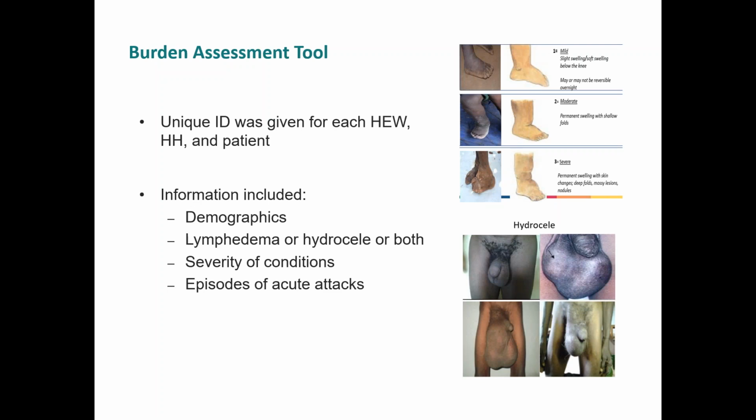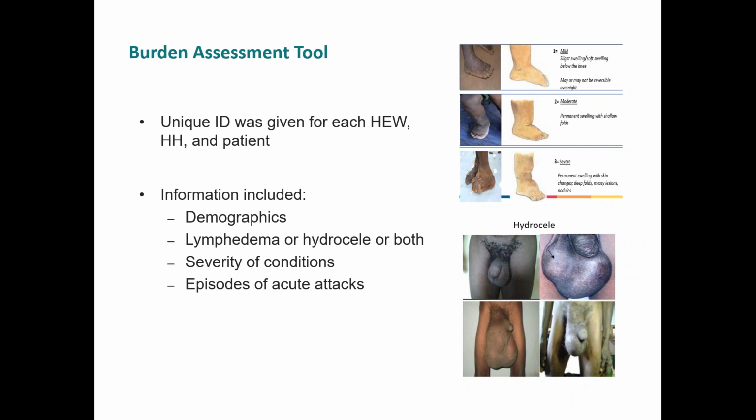So this is a burden assessment tool that we used in both regions. On the right side, there is a picture of a job aid, which is used by the health extension workers. The first picture shows the stages of lymphedema, so that the health extension workers can easily identify the stage of lymphedema and show it to the head of the household. We also included hydrocele pictures so that they can easily be shown to the head of the household to identify hydrocele patients.